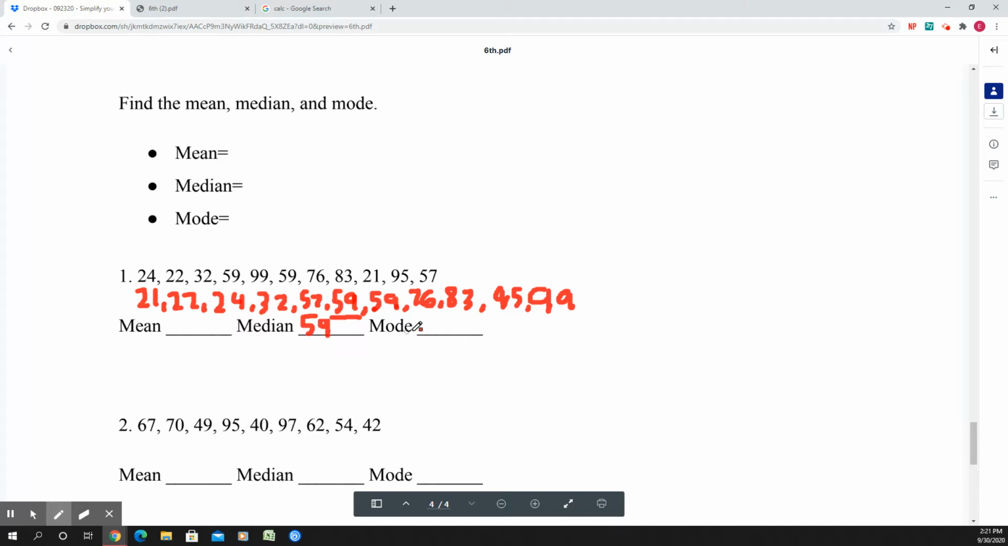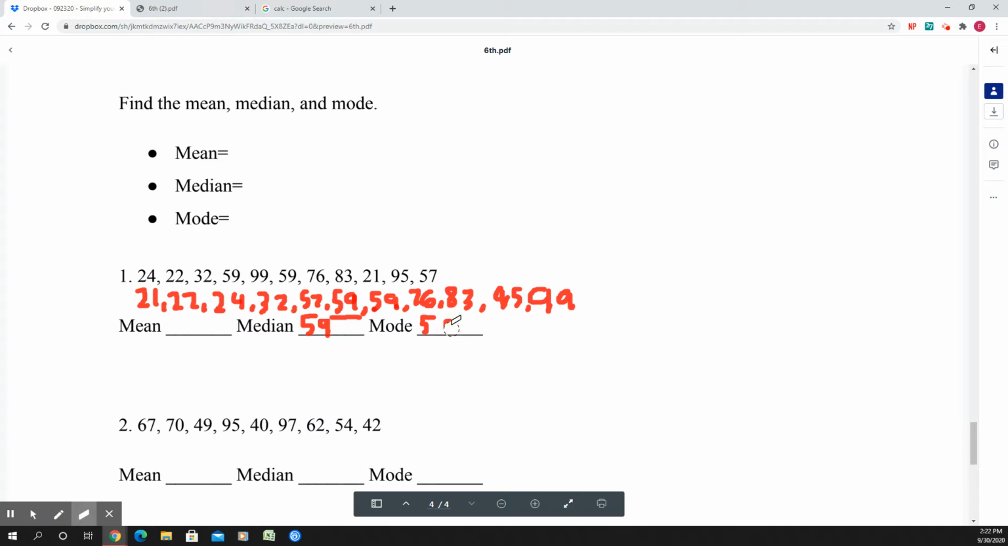When we're trying to find the mode, we want to find the number that comes up the most often. So 21 only comes up one time. 22 only comes up one time. And all of these numbers only come up one time except for 59. 59 comes up 2 times, which makes it the number that comes up the most frequently. And that means it's the mode. So the median and the mode would be 59.